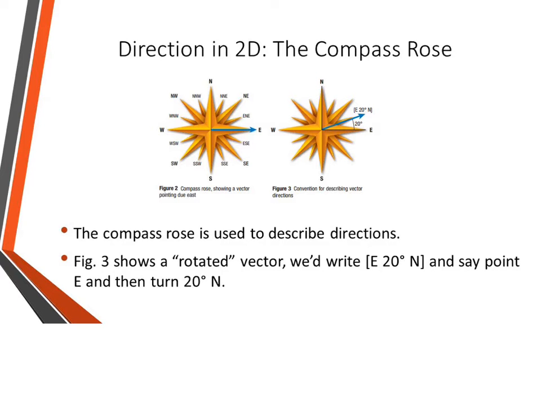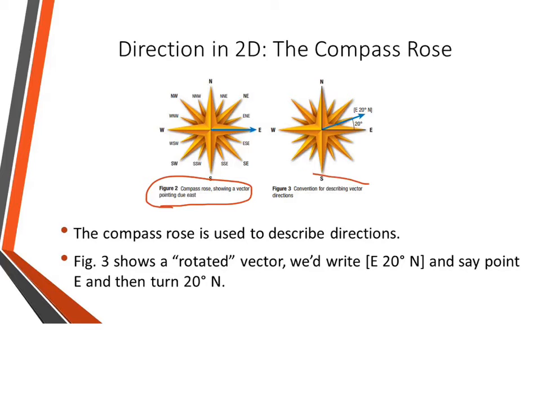Before we look at an actual problem, let's just review the compass rose, because we're going to have to indicate our direction, because it's not going to be due north, due east, due west, or due south. We're going to be involving angles. So if we look at this first figure, figure 2, sorry, it's showing a vector that's pointing due east. That doesn't happen very often.